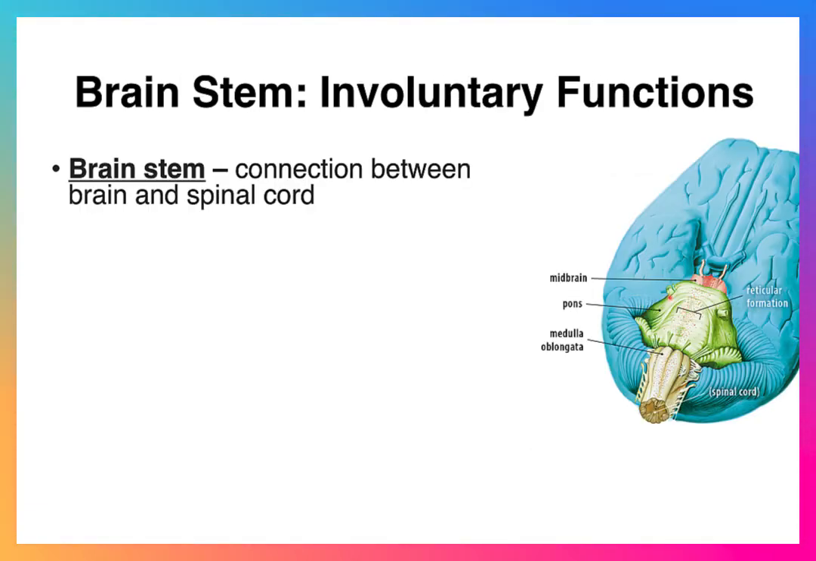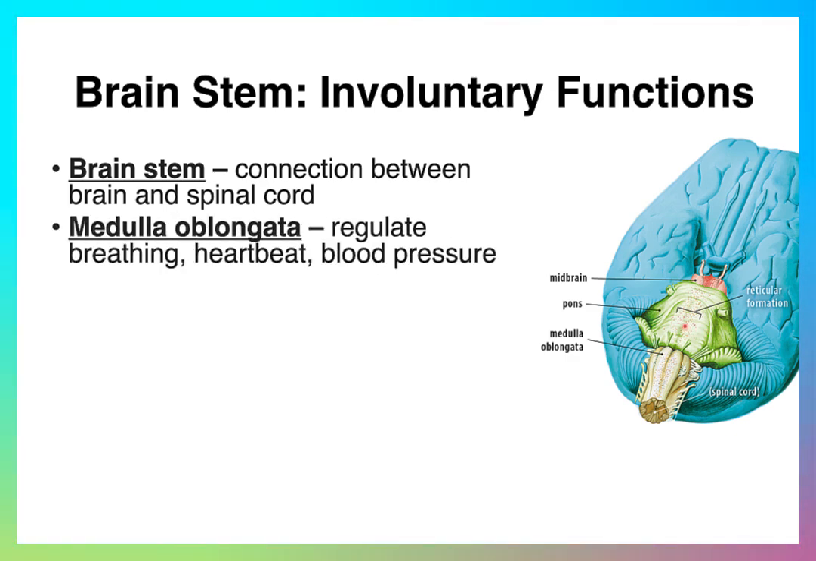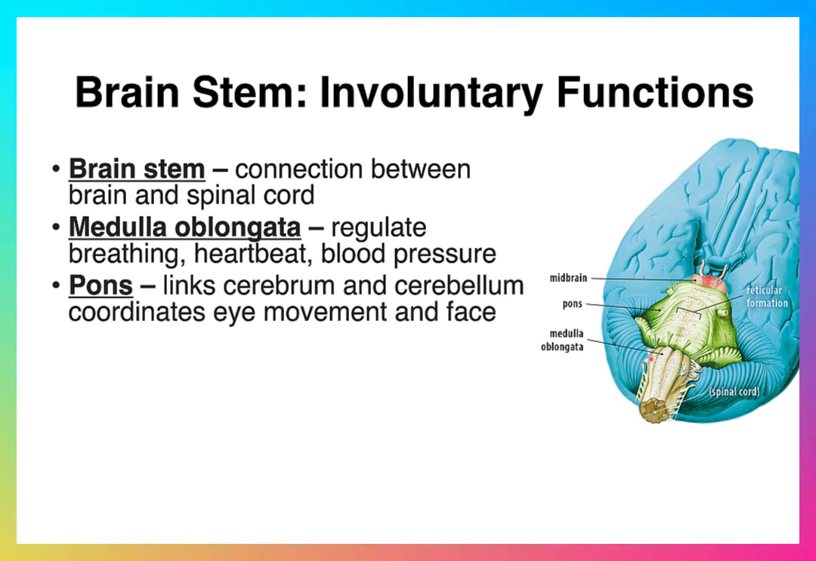The third aspect is the brainstem, shown here. The brainstem is the connection between the brain and the spinal cord, and it controls a lot of the more basic functions of the body. The medulla oblongata, which is this area down here, regulates breathing, heartbeat, blood pressure, and various other survival functions. The pons, which is this large area here, links the cerebrum to the cerebellum and coordinates eye movement and facial movement. That's these spinal nerves here and up here.